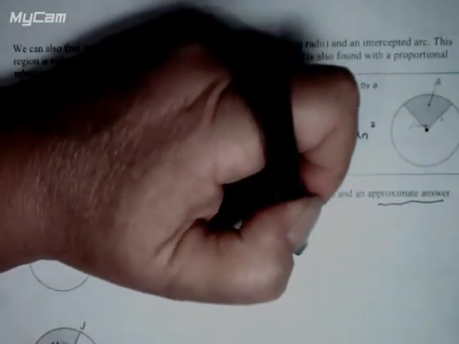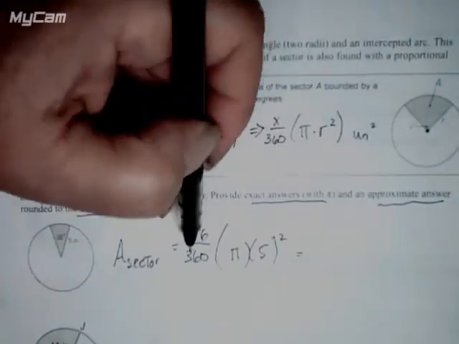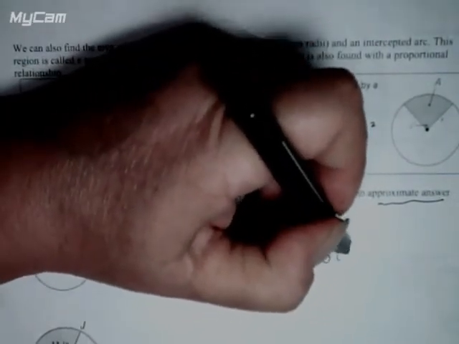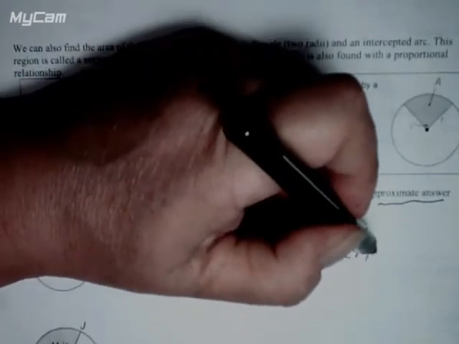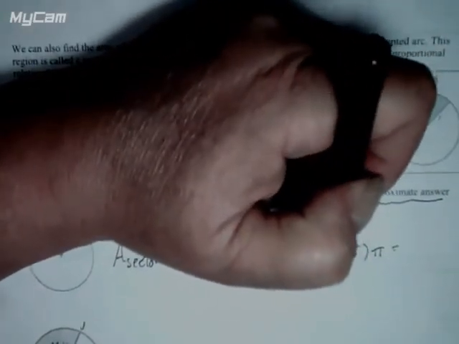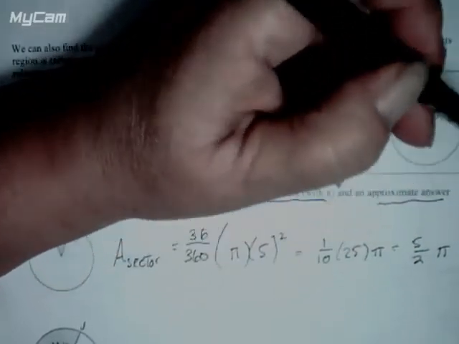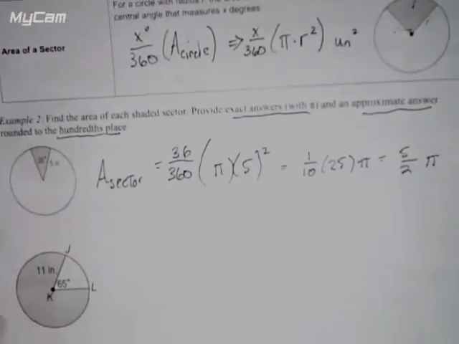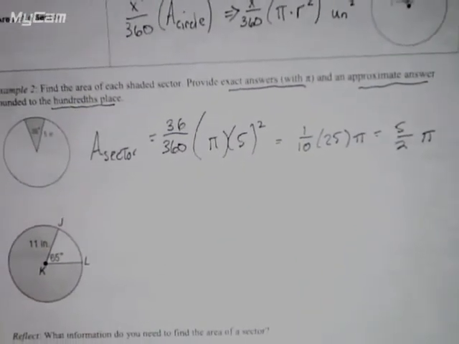So we have right here 36 over 360 is 1/10. 1/10 times 25 times pi, which equals 5 over 2 pi. And you can figure out what that approximate answer is. I don't have my calculator with me.